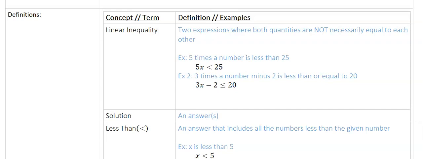In this mini unit, we are going over inequalities. An inequality, the definition is two expressions where both quantities are not necessarily equal to each other. So one example is 5x is less than 25, and another example is 3x minus 2 is less than or equal to 20. The solution is going to be our answer.